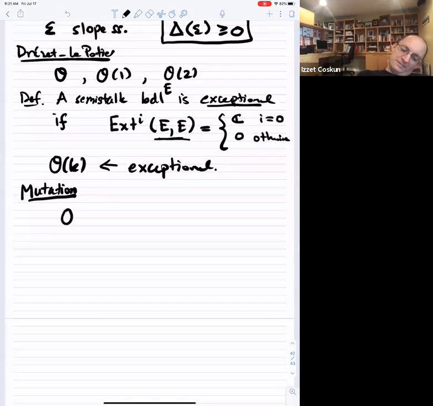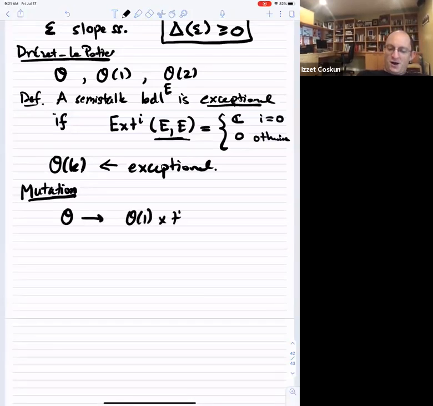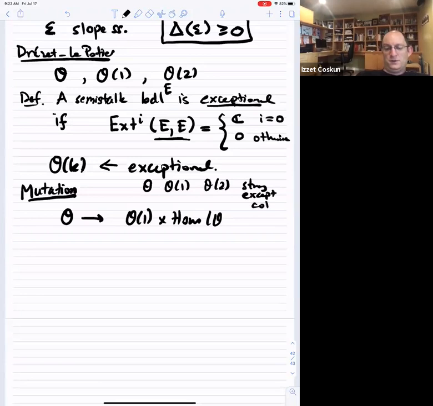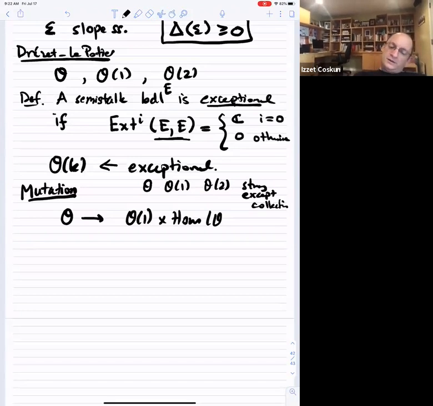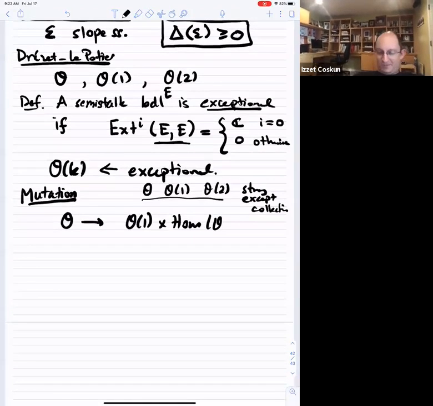So like you see, I have a map from O to O of 1, tensor hom O of 1. So let's start like this. O, O of 1, O of 2 is a strong exceptional collection, okay, for P2. What that means is that the only Ext are Homs from left to right, and there are no other Ext anywhere. And then, the derived category is generated by these three objects, okay?